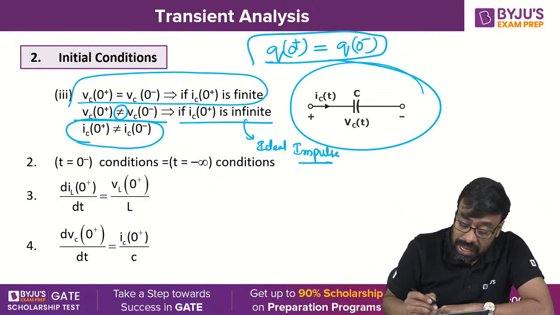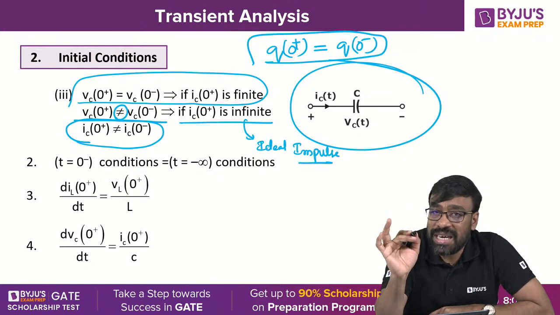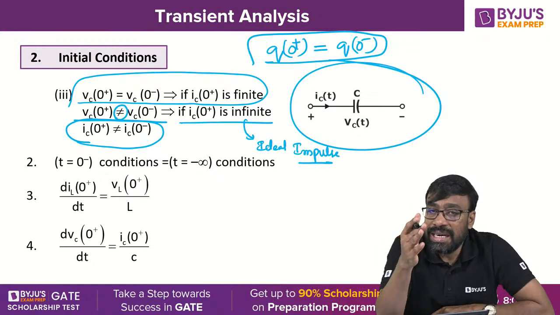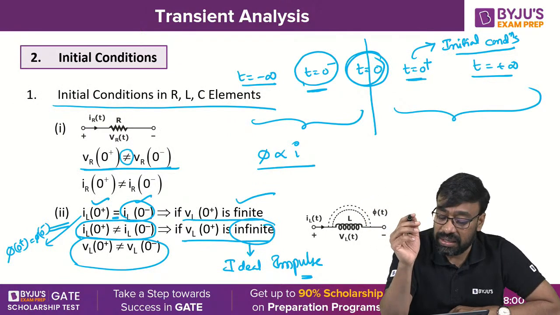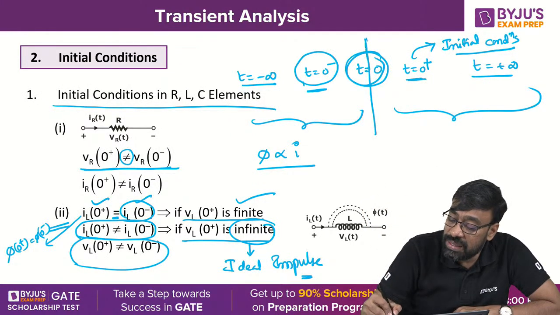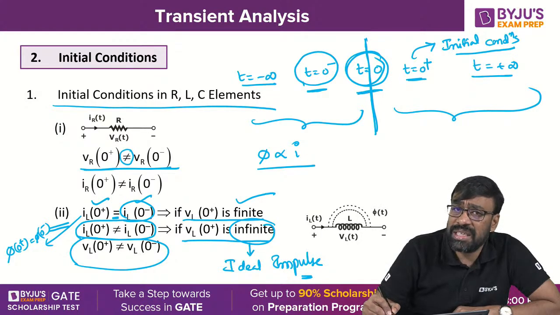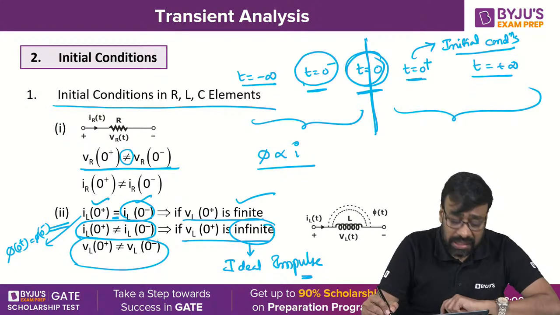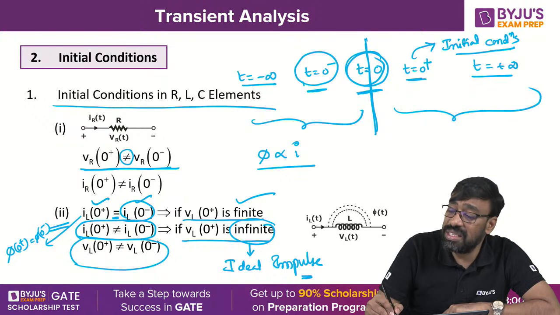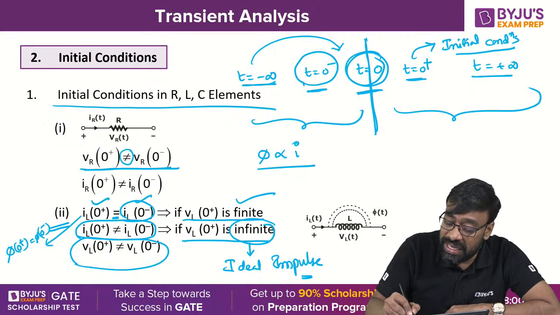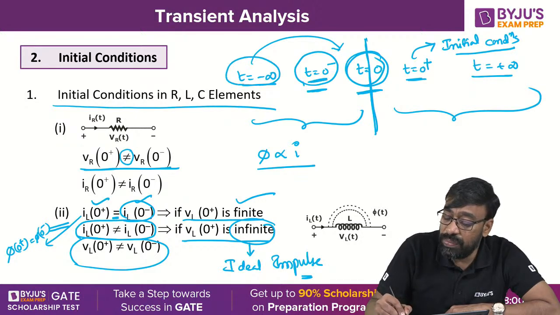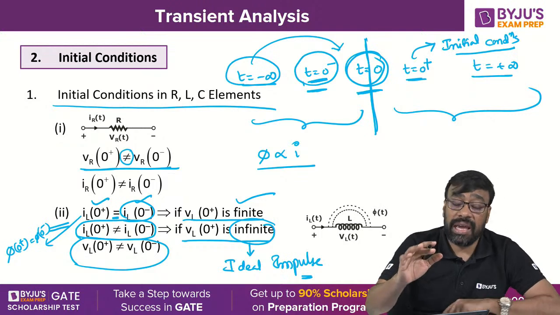Now, the most important assumption in transient analysis is that until the disturbance takes place, the system was operating in steady state. That means what? The disturbance is taking place at t equal to 0. Yes or no, all of you? So, until this disturbance takes place, the system is operating in steady state. That means minus infinity conditions and 0 minus conditions are all the same.